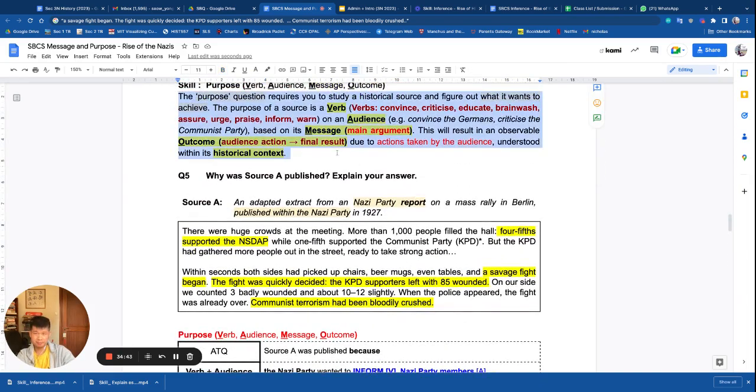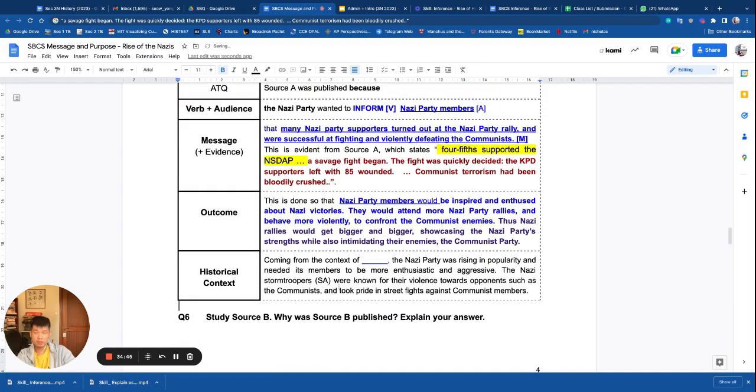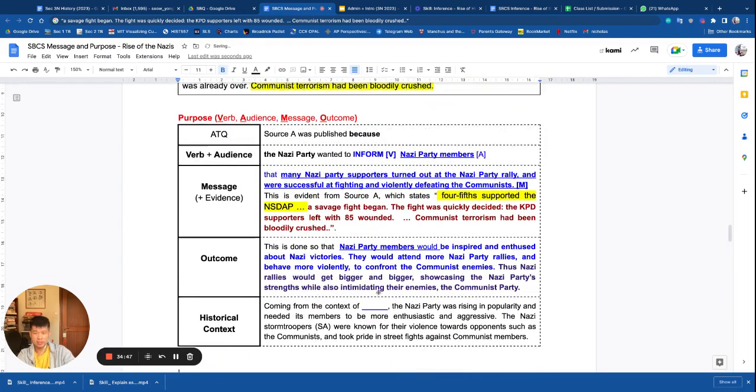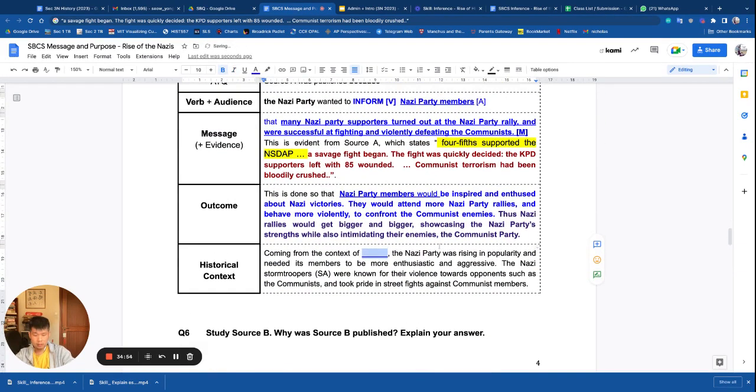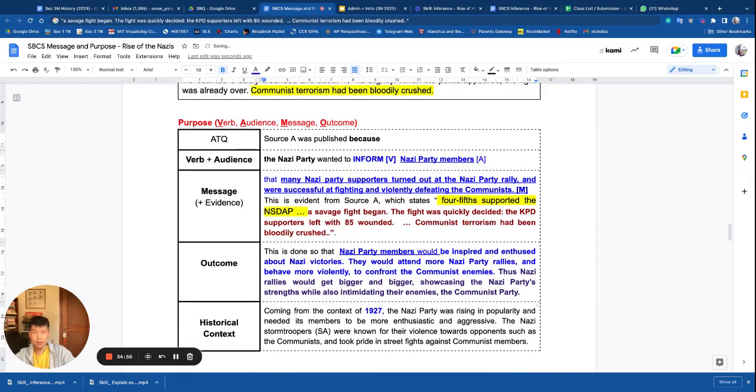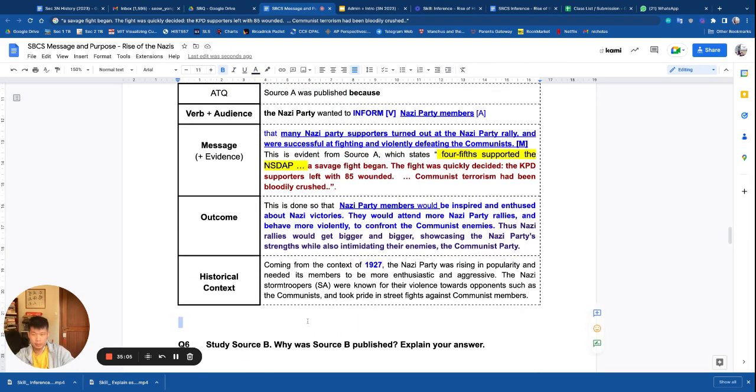Coming from the context, so now the last part is historical context. This one you use the sources here. Coming from the context of 1927. What context is about? What's happening in that time that helps you understand the source. Again, context is what's happening at the time.